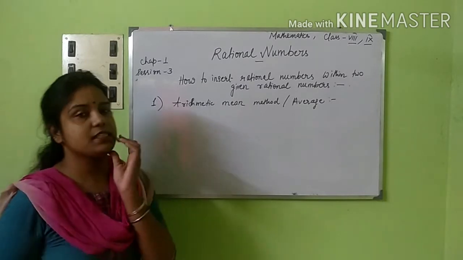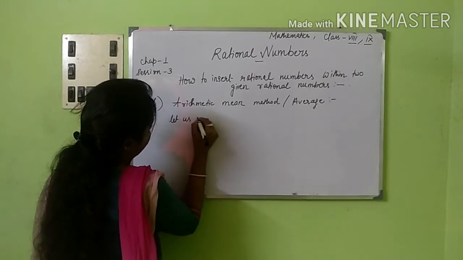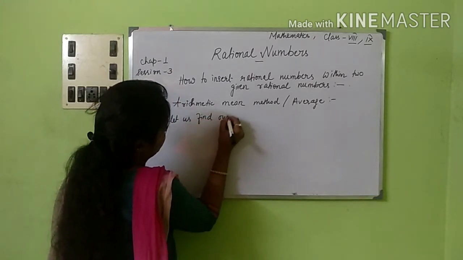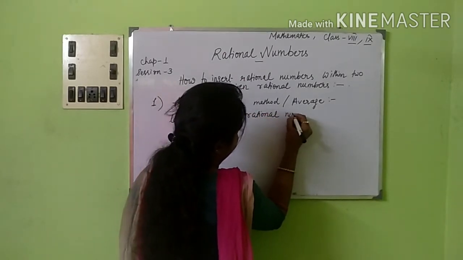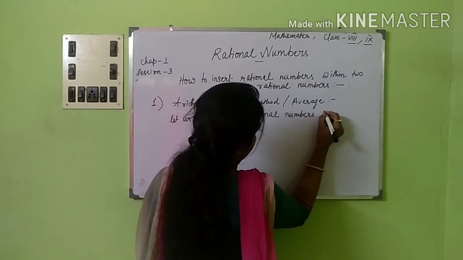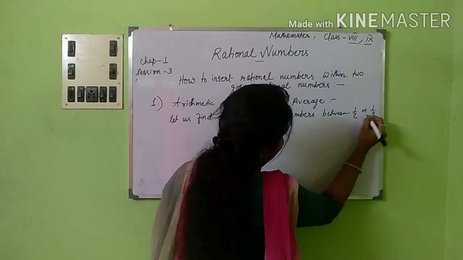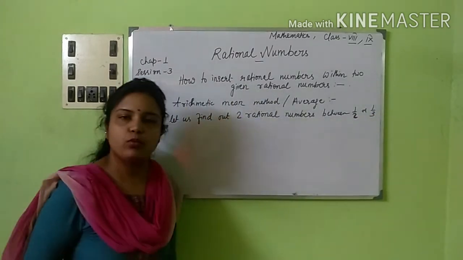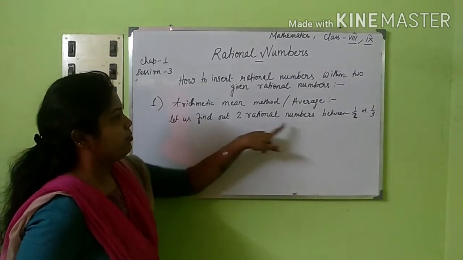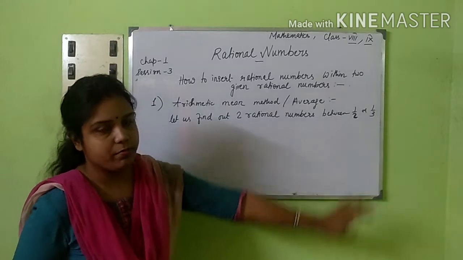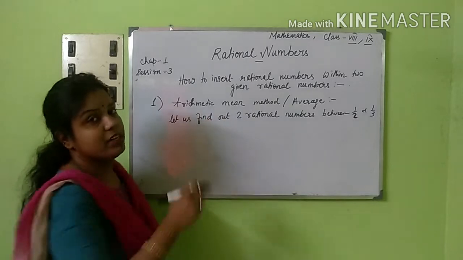Okay, so let us consider any two numbers, like let us find out two rational numbers between 1/2 and 1/3. Okay, we will find two rational numbers between 1/2 and 1/3. So let's come to it using the arithmetic mean method.